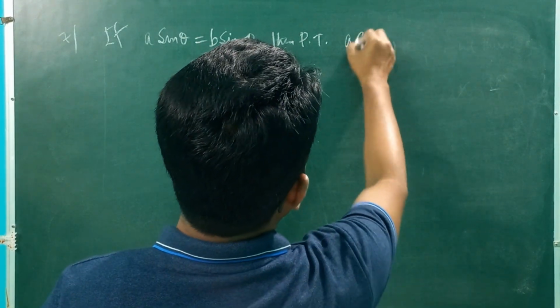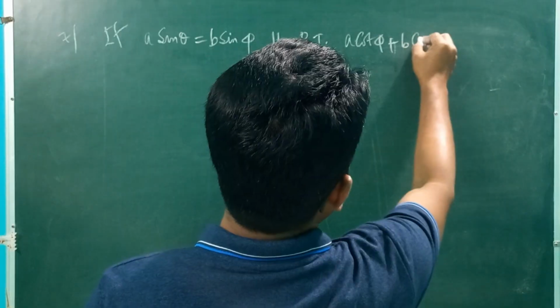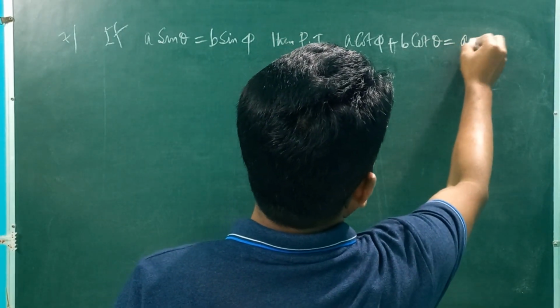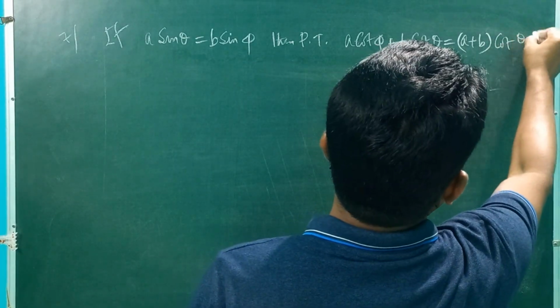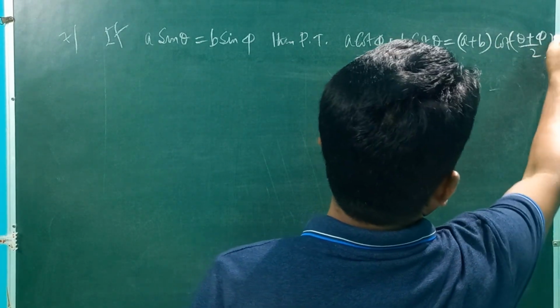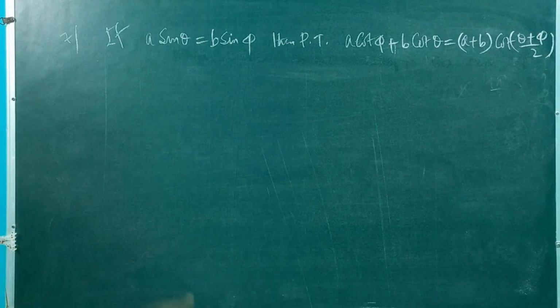a cot phi plus b cot theta equal to a plus b cot of theta plus phi by 2. A sin theta equal to b sin phi is the given condition, and you have to prove a cot phi plus b cot theta equal to this. Now how can we approach this problem?